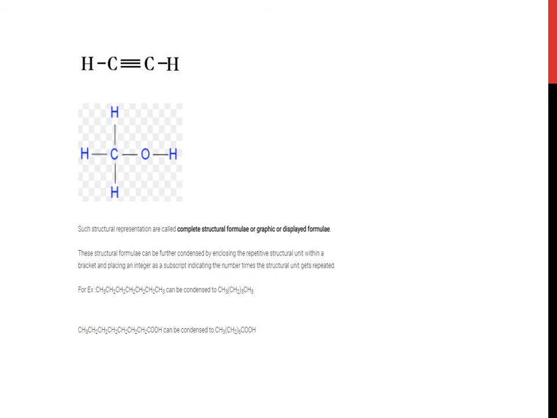If you take the example CH3, CH2, CH2, CH2, CH2, CH2, CH2, COOH, it can be condensed into CH3, CH2 6 times, COOH.